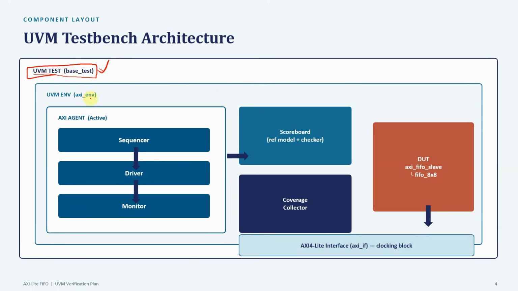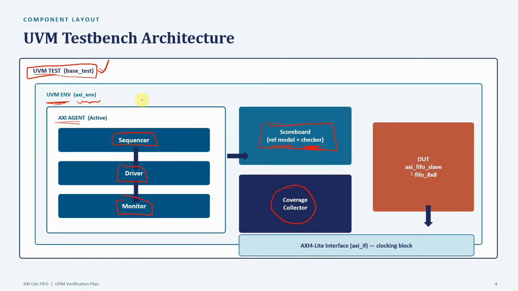And inside this test, you have something known as environment. From the UVM environment, we are going to derive our AXI environment. In this AXI environment, we are going to have an AXI agent, and I'm going to have a scoreboard. The scoreboard is going to have a reference model as well as checking logic written inside the scoreboard itself, and a coverage collector for giving the coverage. And inside the agent, I'm going to have a sequencer, driver, and monitor.